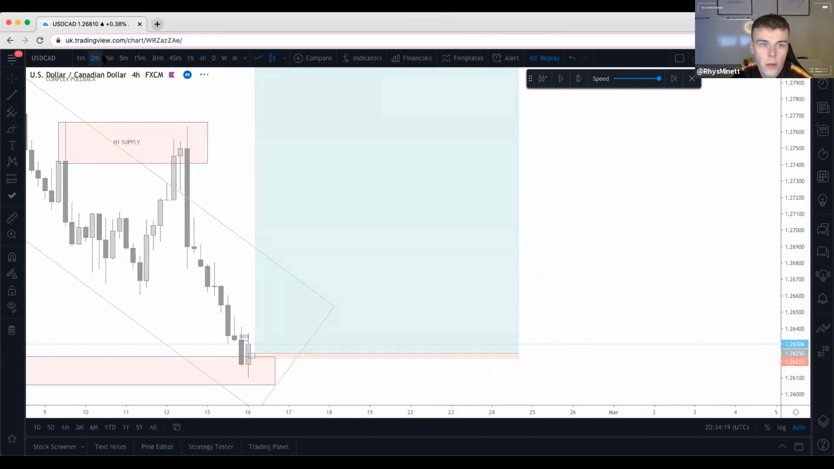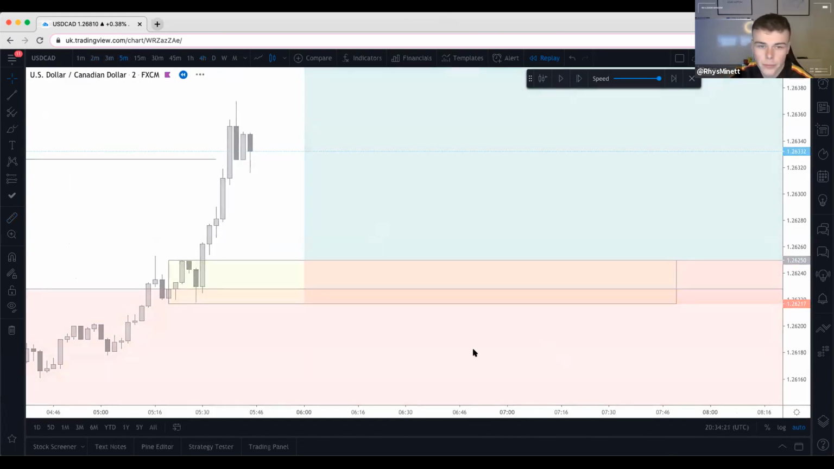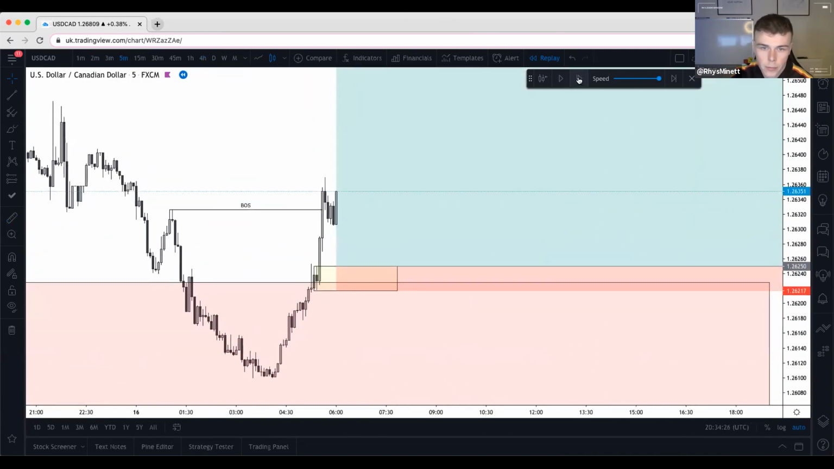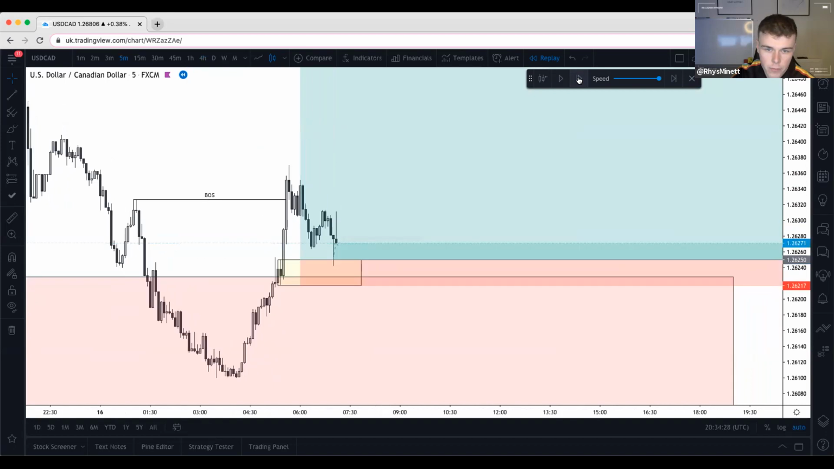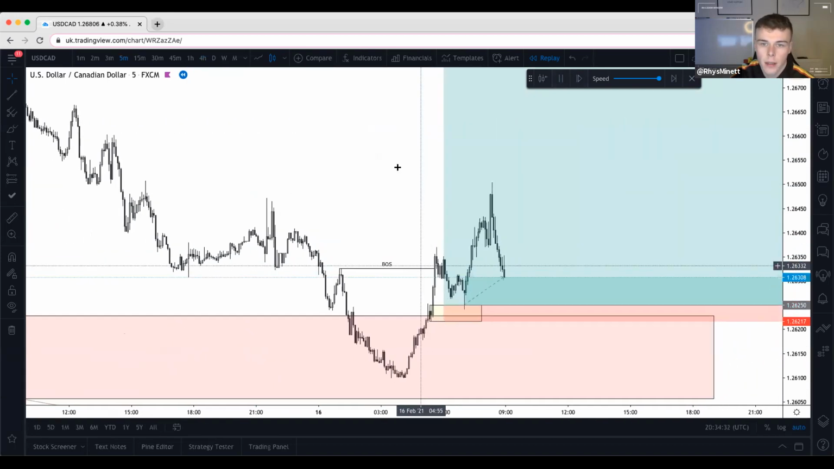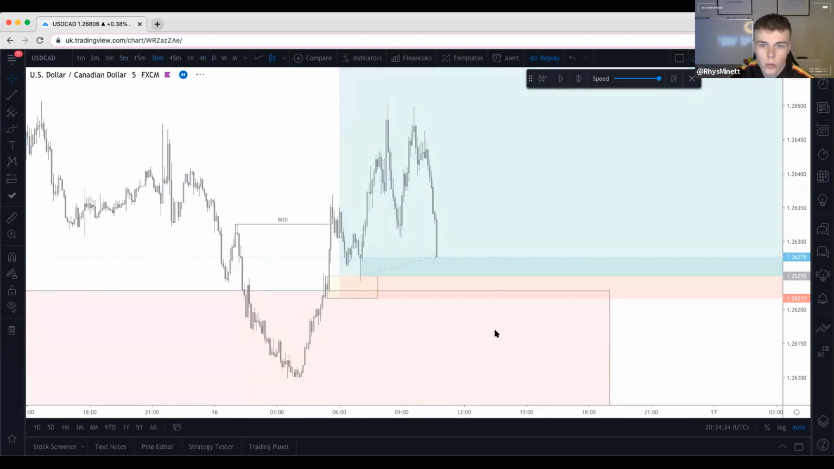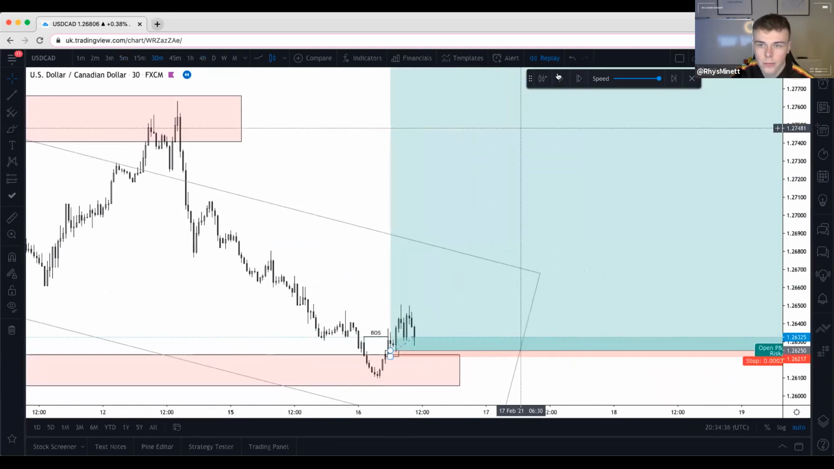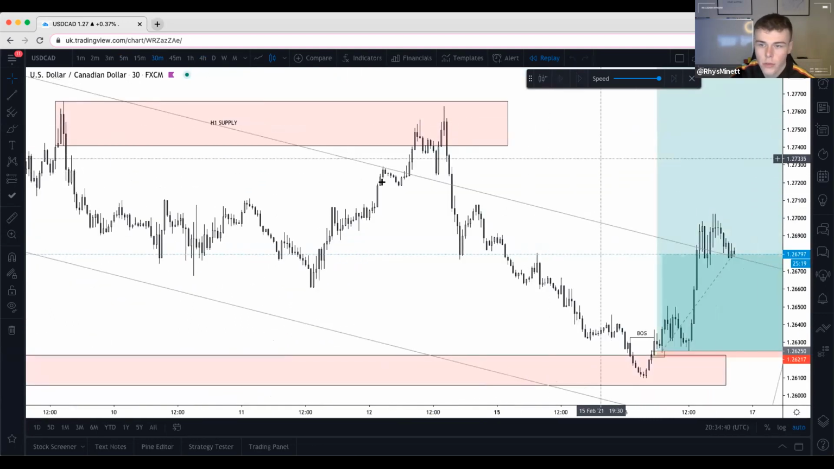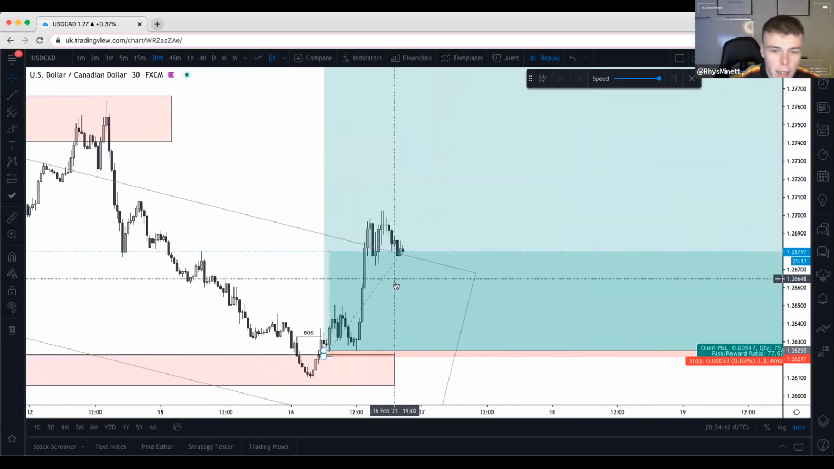Let's drop down to the smaller time frames and see what played out. Cool. The price has now entered us. It's played out our buy limit. Let's move this forward a little bit more. Cool, so this is where we are currently right now.